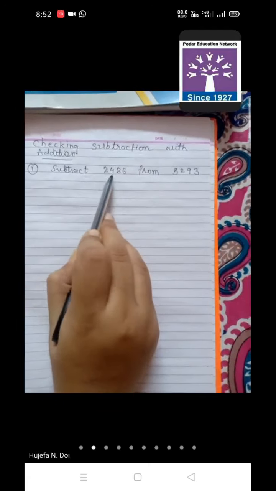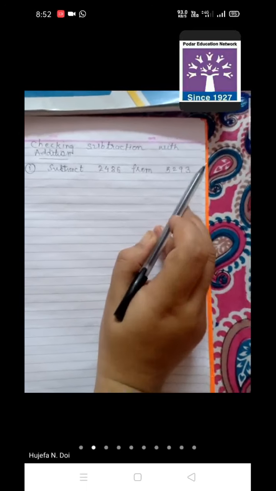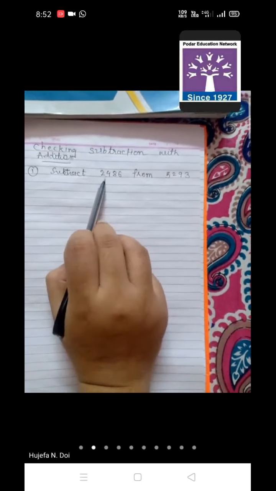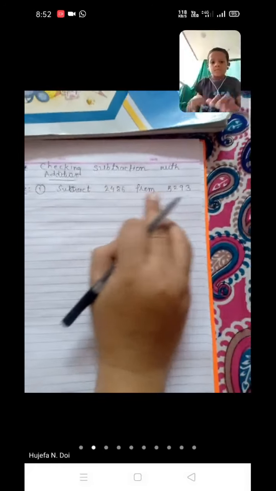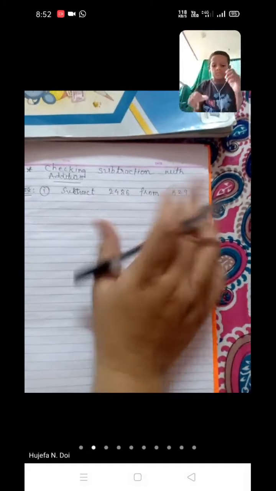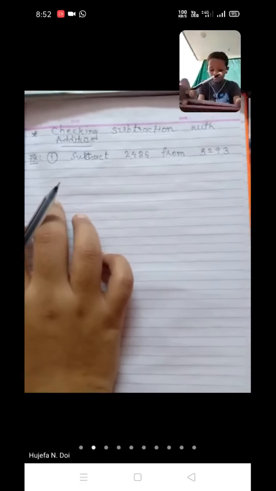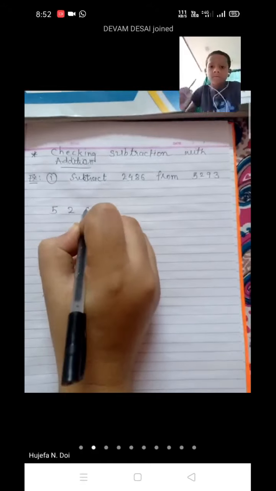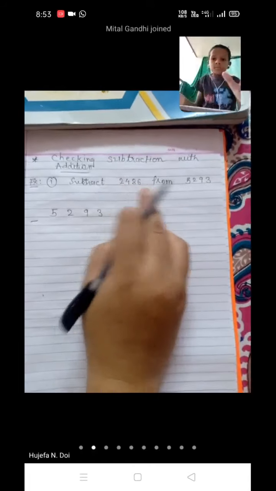Subtract 2486 from 5293. Firstly, what is this? Here are given the minuend and subtrahend. You have to subtract 2486 from 5293. So this is the vertical and horizontal form. Firstly, you have to arrange them in vertical form with their respective places. So I am writing here 5293 minus 2486.